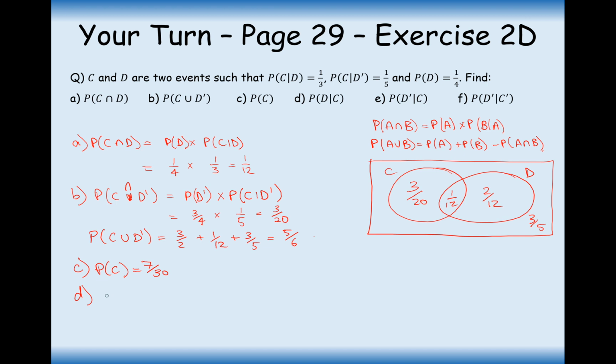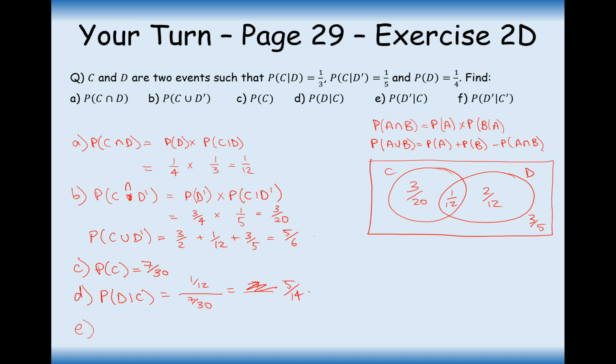Question D, probability of D given that C is true. Well, if I know that C is true, then C will go on the bottom of my fraction. That's going to be 7/30. And then the probability of D, that's going to be 1/12. So it's going to be 7 over 12 times 30. No, that's wrong, isn't it? 1/12 divided by 7/30. Just doing it on my calculator. 5/14. There we are. That's the answer to that one.